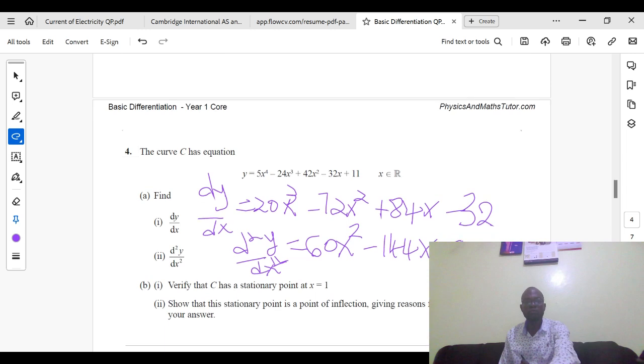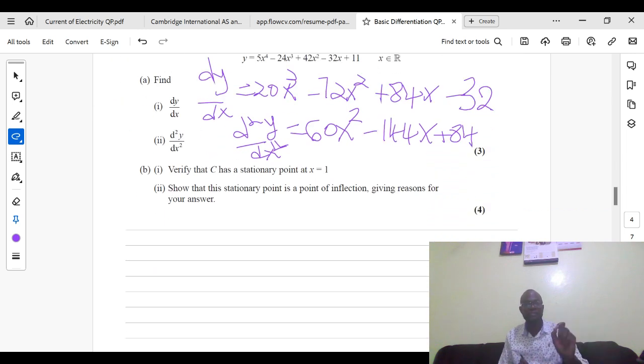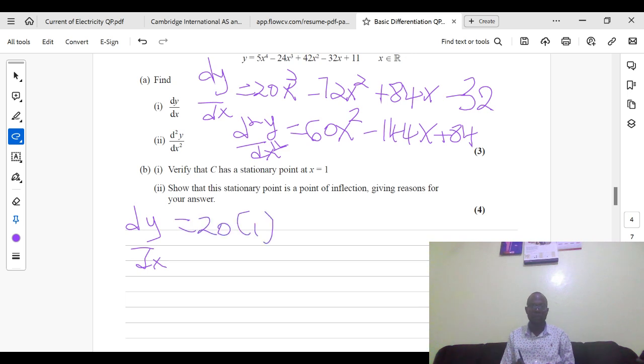So where there is x, we are going to put there 1 and see whether dy/dx gives us 0. So let's see. We have dy/dx equal to 20 multiplied by 1 raised to the power of 3. Don't forget that. Then 2 multiplied by 72, which is 144.